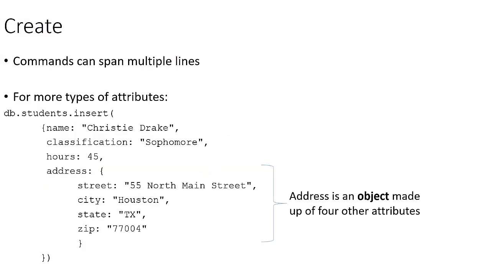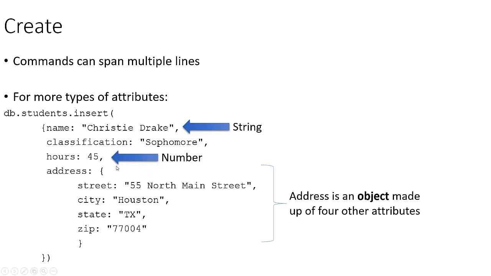Of course, we can insert more complex objects, objects that might span multiple lines in our JSON statement. If we wanted to insert this student, Christy Drake, who is a sophomore, who has 45 hours and then has this address, note that address is an object made up of 4 other attributes: street, city, state, and zip. This first attribute, name, is a string, and we can tell that because it's wrapped in quotation marks. Classification, of course, is also a string, as are street, city, state, and zip. And then hours is a number, and we can tell because this number is not wrapped in quotation marks.